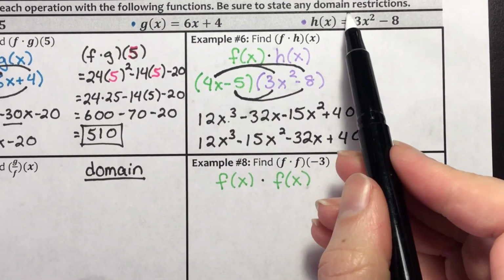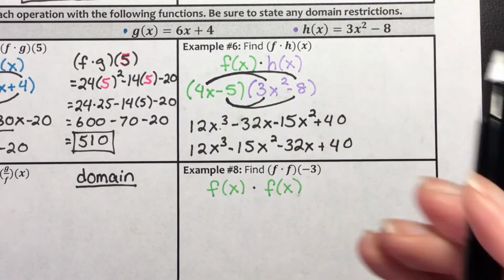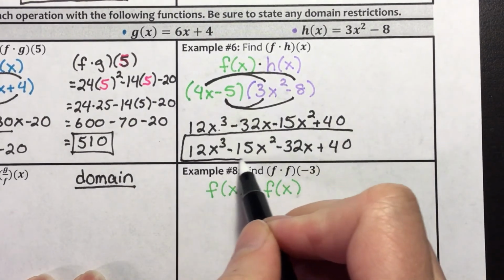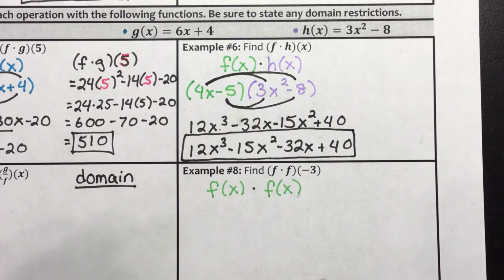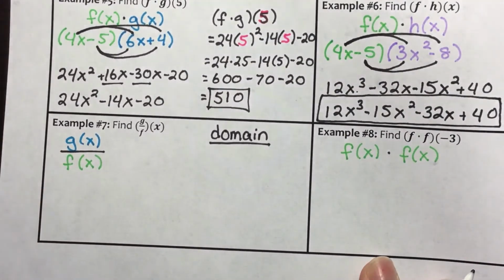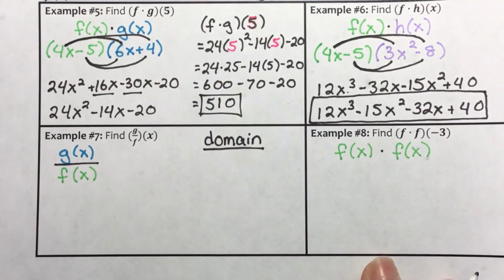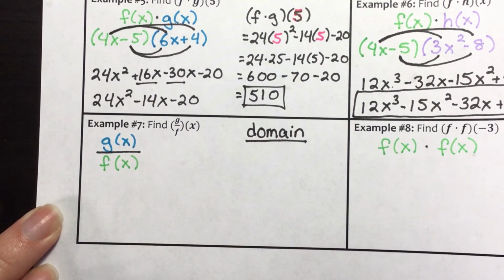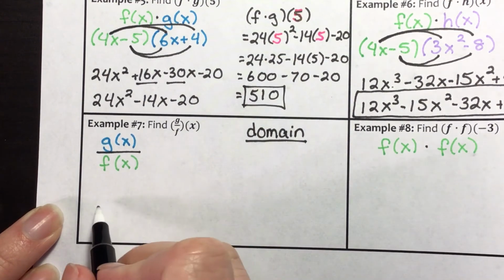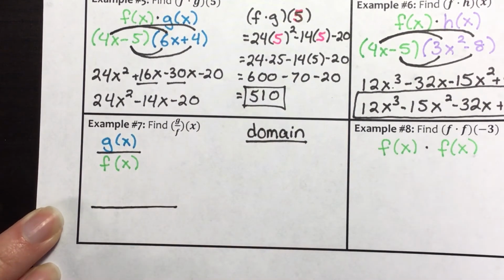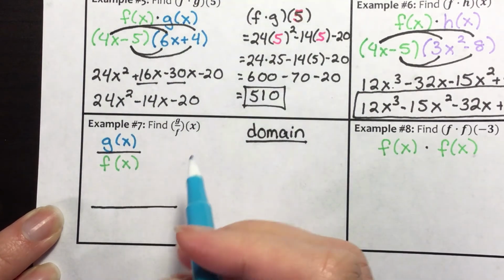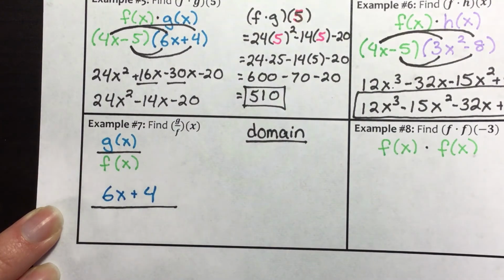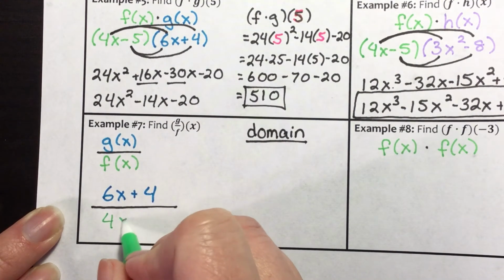Even though the instructions say to state domain restrictions, there are no domain restrictions because we do not have a denominator. We will, however, have to do domain on number 7 because we do have a fraction. Our fraction is g of x over f of x because g was on top and f was on the bottom. So we're going to rewrite this. g of x is 6x plus 4, and f of x on the bottom, 4x minus 5.